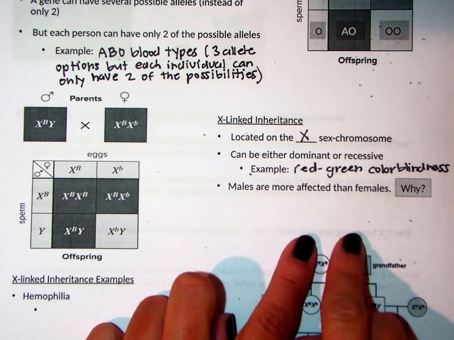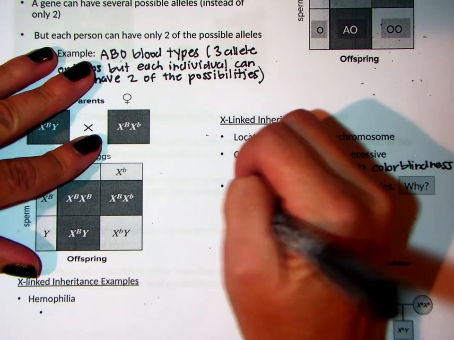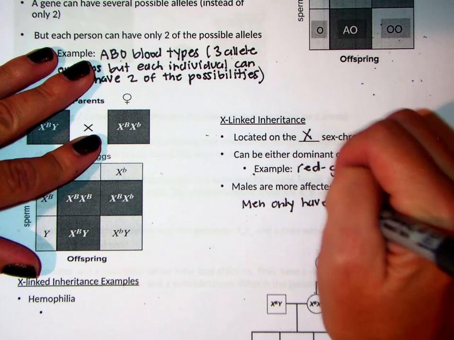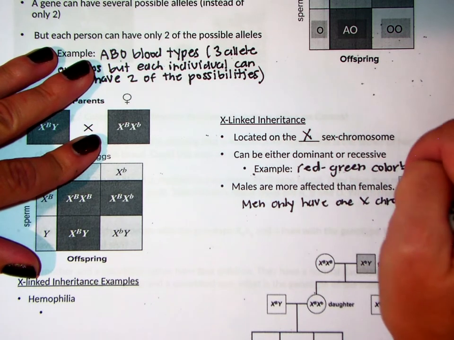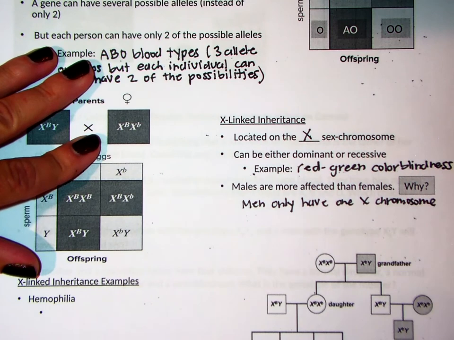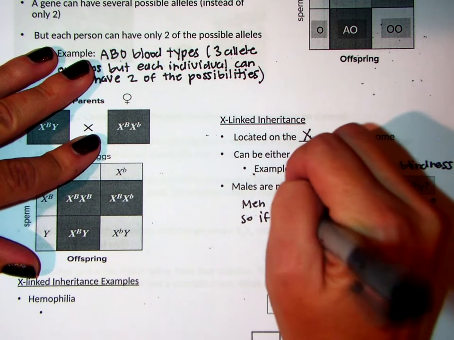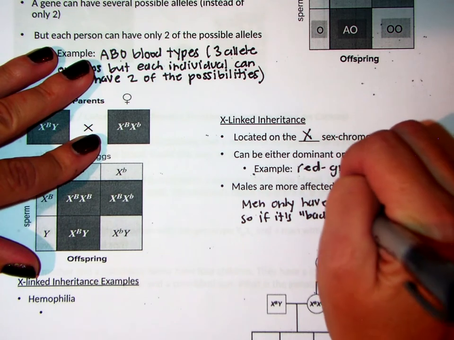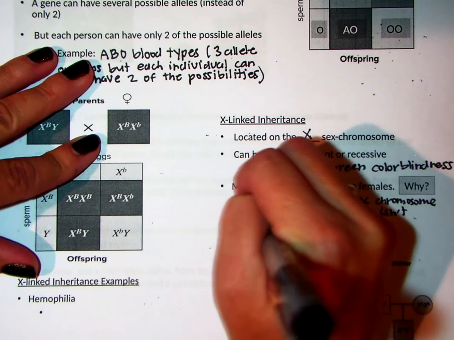Okay, so let me summarize that a little better. Men only have 1 X chromosome, so if it's bad, there isn't another one to mask it.